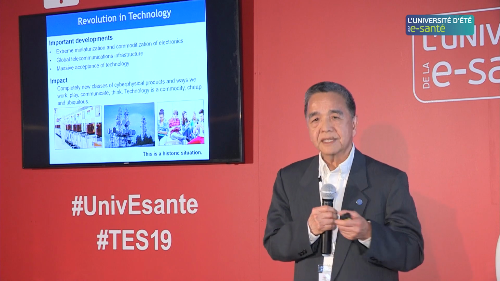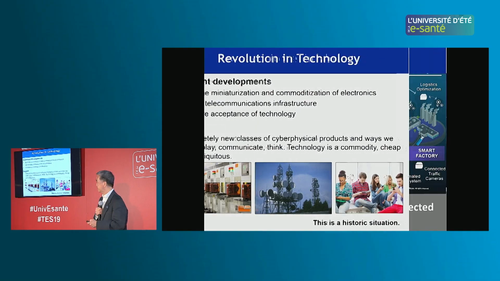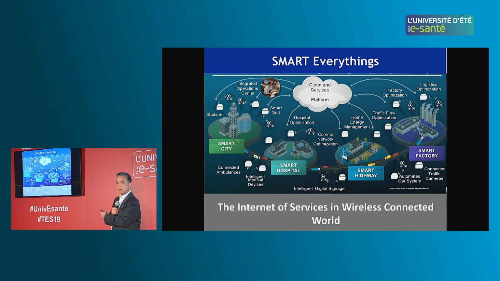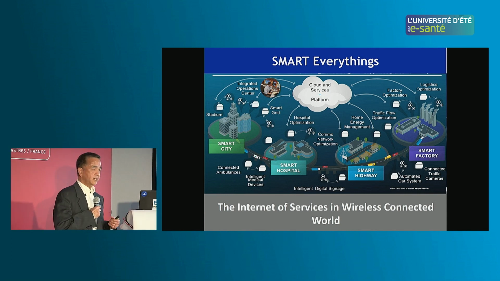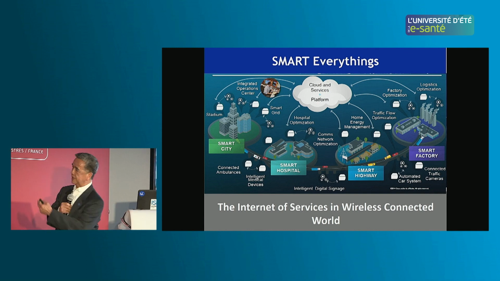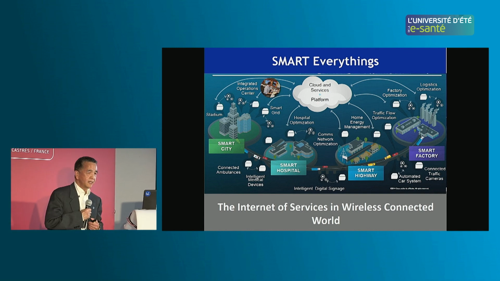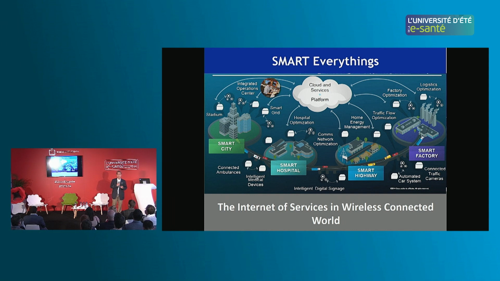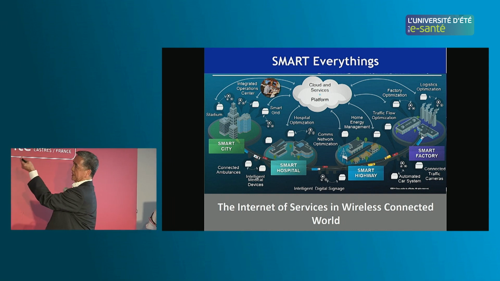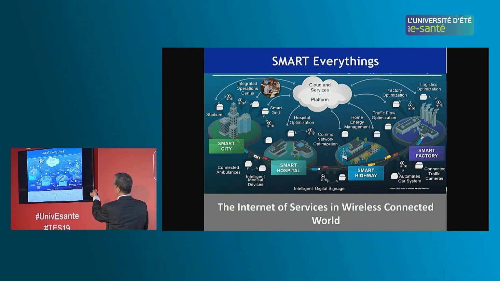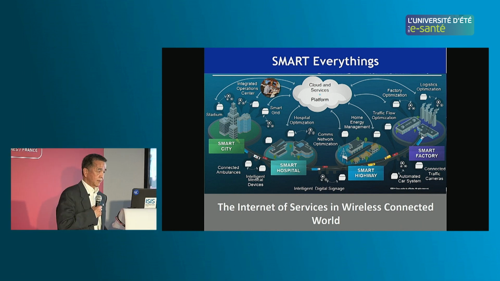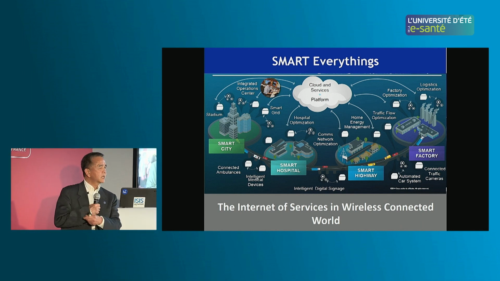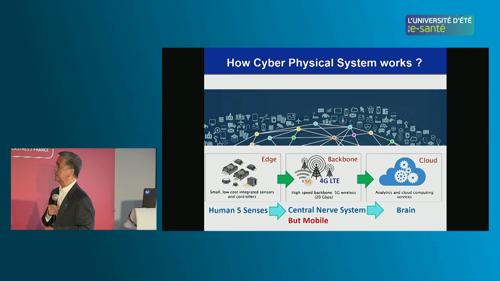Right? What are the cyber-physical products? Here's an example. Probably you have heard a lot of times, smart cities, smart this and that, smart home, smart building. And what is really the driving force behind those smart things is the so-called cyber-physical system, the Internet of Services in the wireless connected world. Right? So what is really the cyber-physical system?